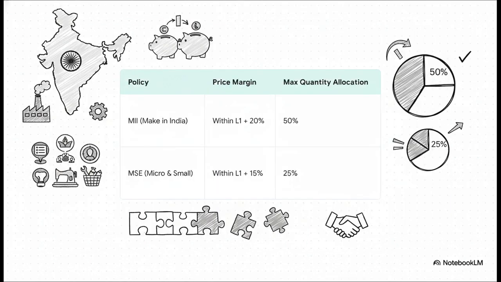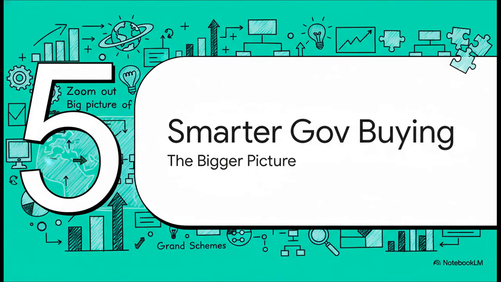Another cool thing is that GeM lets you build national policy goals right into your bid. You can apply these price preferences for Make in India and micro and small enterprises, which gives eligible sellers a specific price margin to compete. This is a great way to ensure a part of the contract gets allocated to help foster our local and small scale industries.